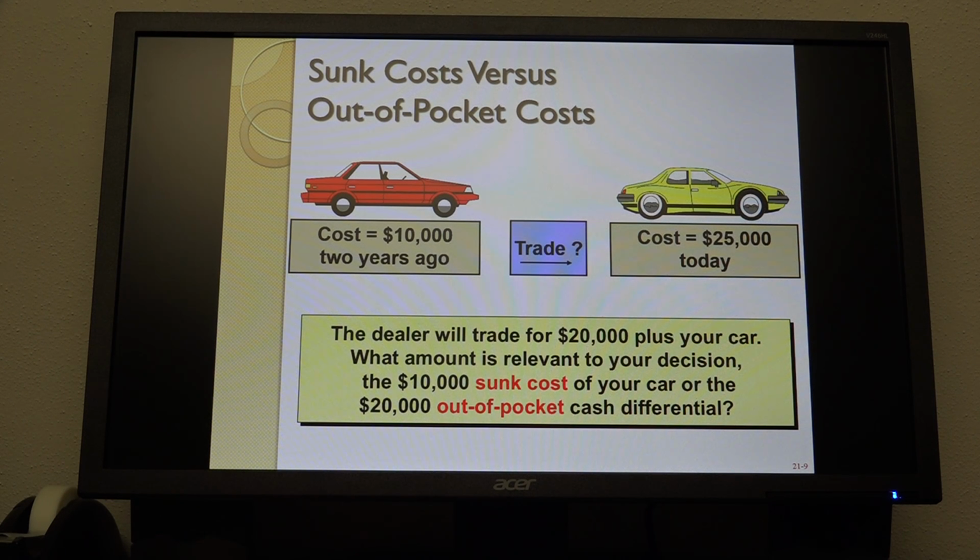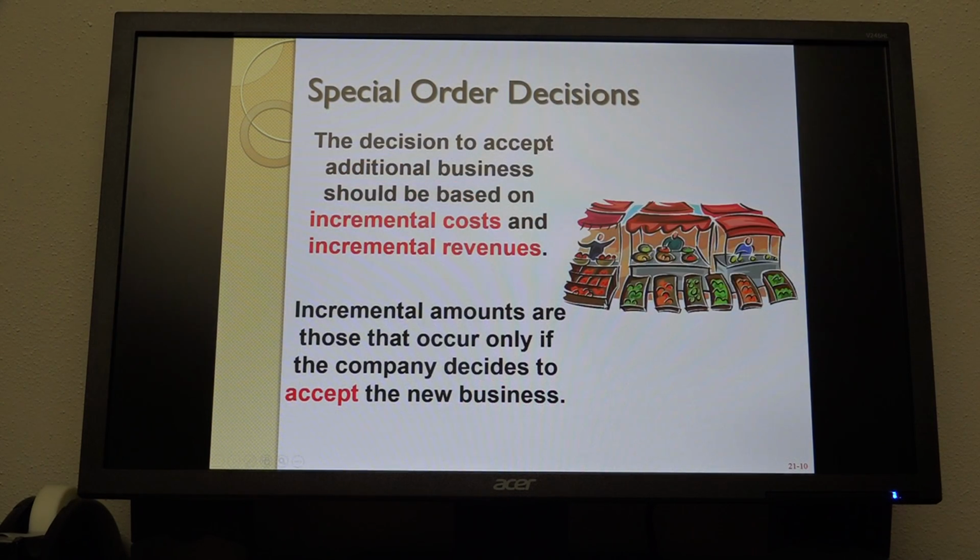Certainly here in this example, the dealer will trade for $20,000 plus your car. The $10,000 is a sunk cost, so it's not relevant, but certainly the $20,000 offer that the dealer made is going to be an out-of-pocket cost to you, either now or in the future. Same goes for repairs. All right, so let's look at some of these decisions.